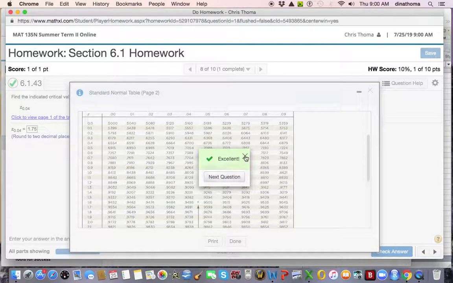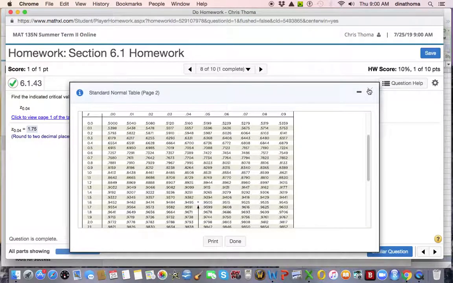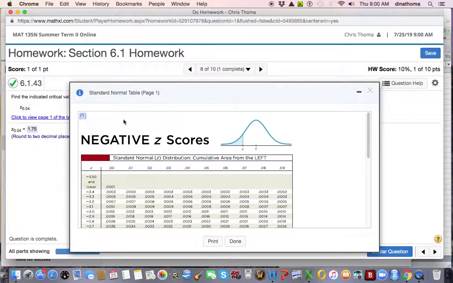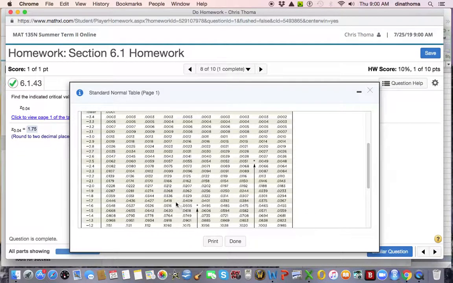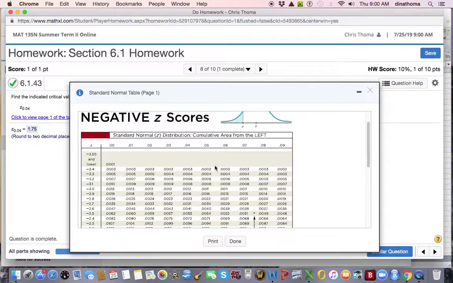Now, if you don't like remembering all that, the easier way to do this is, because a bell distribution is symmetric, I can find 0.04 here in the table. 0.0401, 0.0409, 0.0401. And you can see this is negative 1.75. But because it's to the right, I just make it positive.